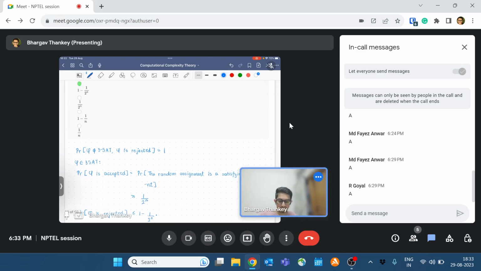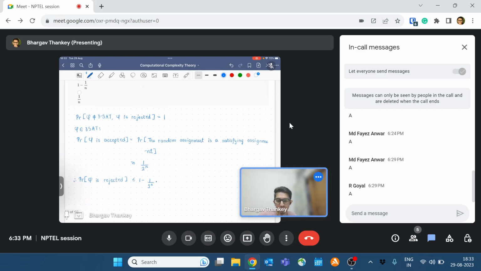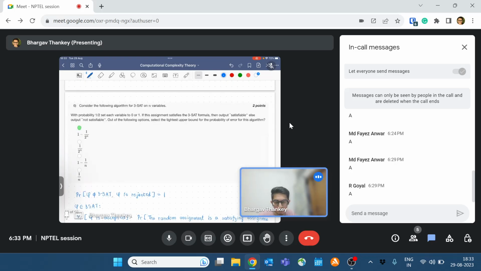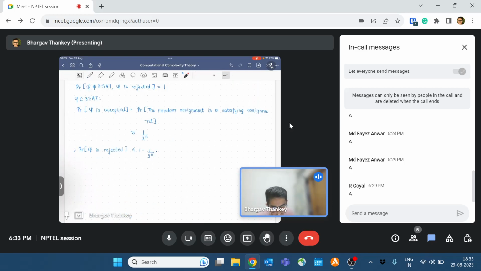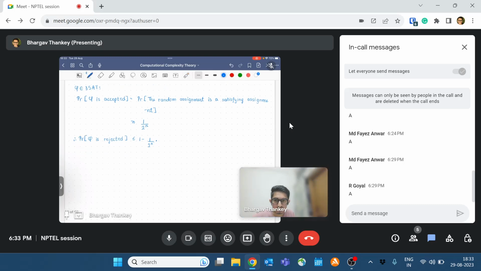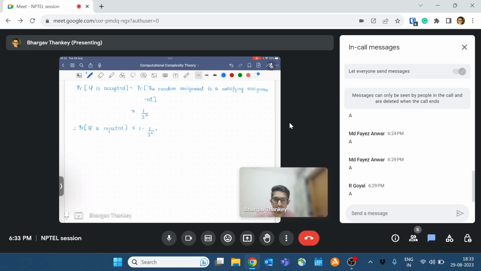Okay, but this is just one upper bound. Why is this tight? The question is, select the tightest upper bound. So we need to show that there is a case in which this upper bound will occur. Can we find a better one than this? That's what we have to argue, that we can't. So when can you say that this is tight? If you can find a phi in 3SAT for which your algorithm should reject with probability 1 minus 1 over 2 to the n.